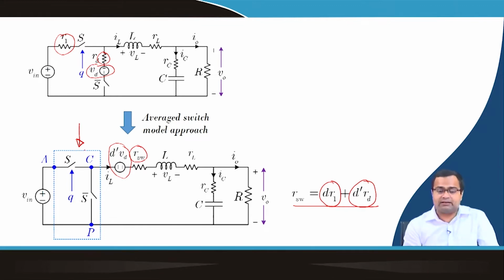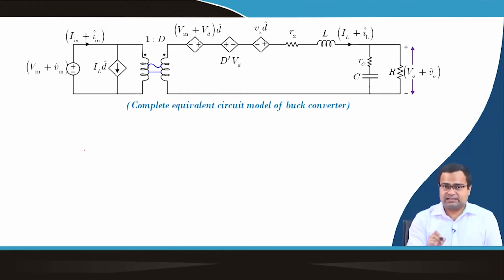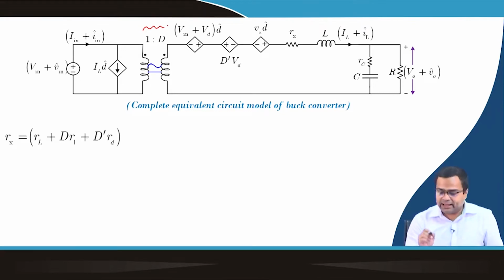Then we can easily apply the average switch model and derive the equivalent circuit model. In the previous class we already discussed how to obtain the perturbed term and how to deal with the DC term, and this represents the duty ratio of the buck converter using a DC transformer. Here Rx can be shown to be the inductor resistance plus D into R1, that is the on state resistance, plus 1 minus D into RD.